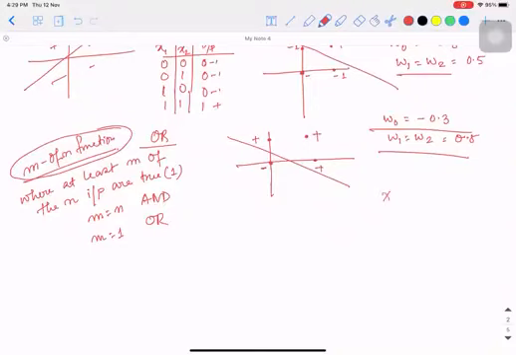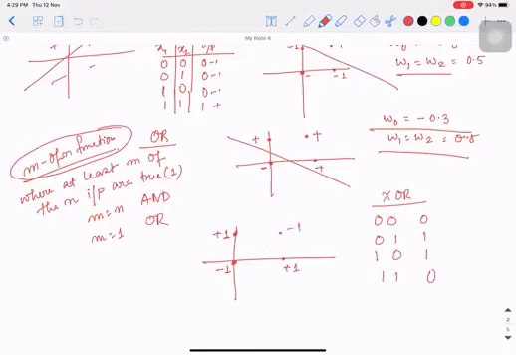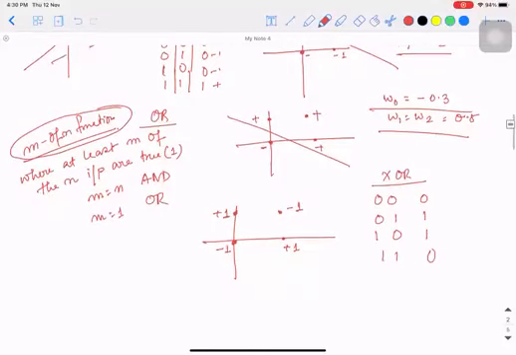For example, XOR. Let's look at the truth table: 0 0 gives 0, 0 1 gives 1, 1 0 gives 1, 1 1 gives 0. So 0 0 is minus 1, 0 1 is plus 1, 1 0 is plus 1, 1 1 is minus 1. These points are not linearly separable; using one line you can't separate them. As I mentioned initially, when the perceptron was proposed, this example was given: a simple XOR function cannot be mimicked by the perceptron. Otherwise, all the basic functions like AND, OR, NAND, NOR can be modeled using the perceptron.